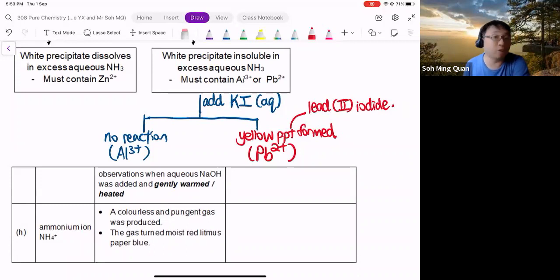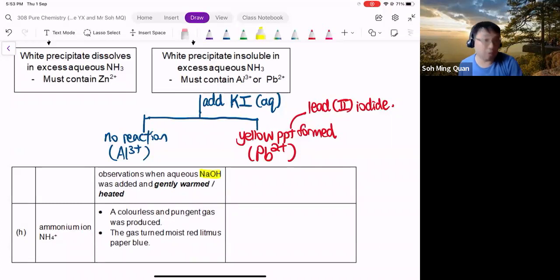Now, you have not gone to the lab to do a full exam practical, but the ammonium ion test is actually very, very common in QA practicals. And how do you know that it's an ammonium ion test? How do I actually know that it's ammonium ion?